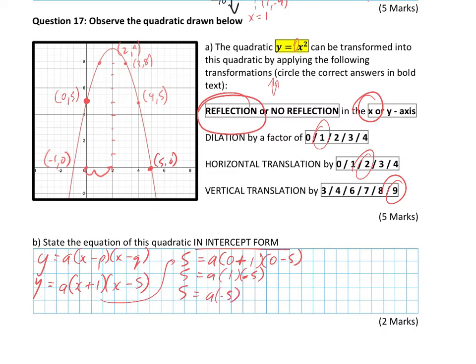Times by -5. So 5 is equal to -5a. Therefore, a is equal to -1. Therefore, the equation is y is equal to -x plus 1, x take 5. Right, so page 8 is done.